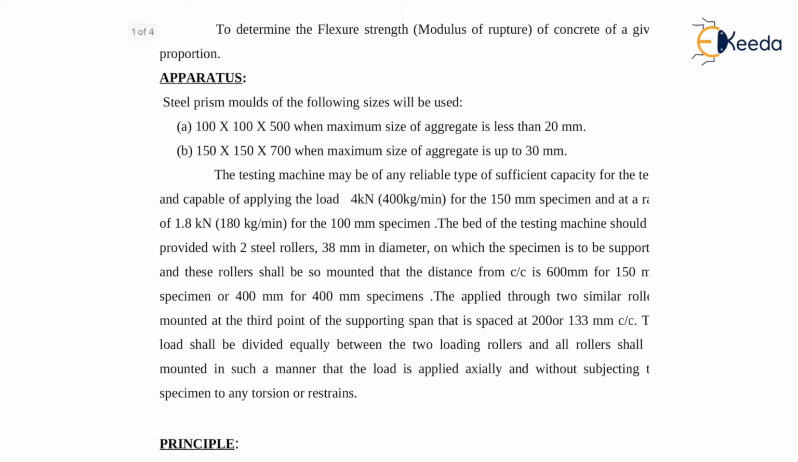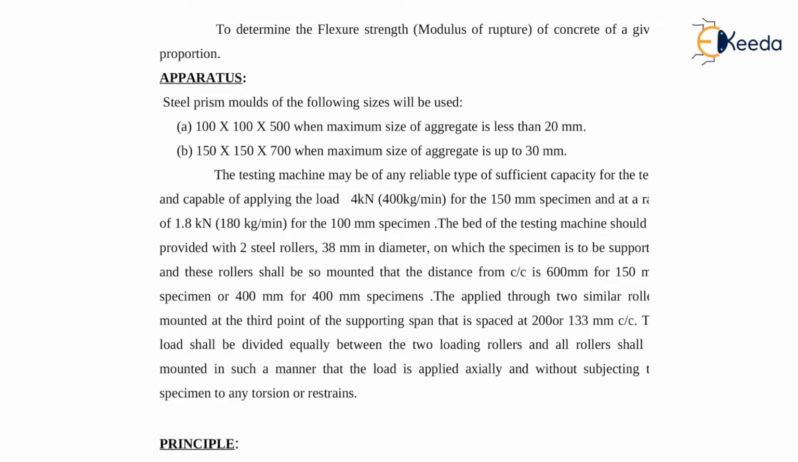Now, the testing machine may be of any reliable type of sufficient capacity for the test and capable of applying the load at 4 kN per minute for the 150 mm specimen and at a rate of 1.8 kN for the 100 mm specimen. So we can use a compressive testing machine or flexural testing machine, any machine which meets the given criteria.